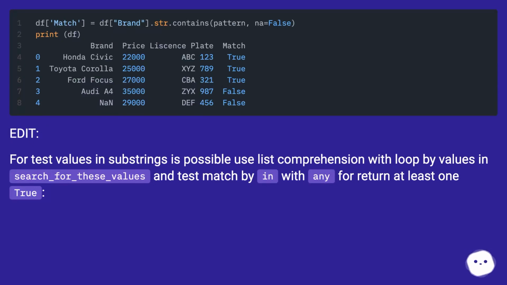Edit. For testing values and substrings, it is possible to use a list comprehension with a loop over the values and search for these values, and test the match by in with any, to return at least one true.